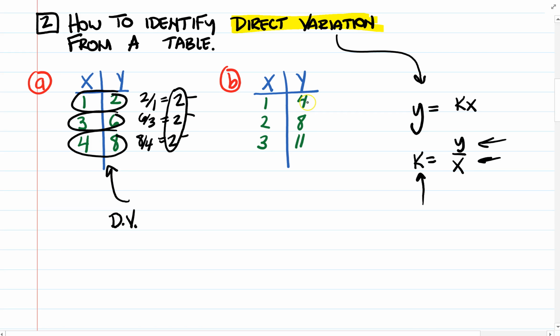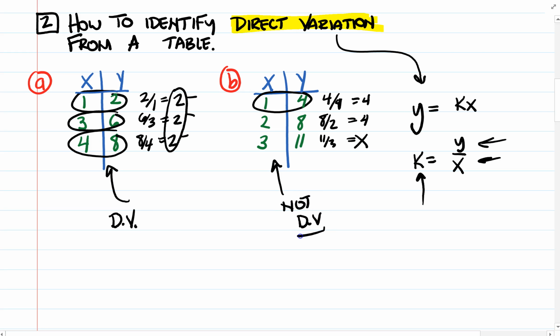Let's take a look at this table in part B. So if I do the ratio of y to x, so 4 divided by 1, 8 divided by 2, and 11 divided by 3. 4 divided by 1 is the number 4, 8 divided by 2 is the number 4, but 11 divided by 3 is not the number 4. So table B is not in direct variation. And that's how you can tell if a table is in direct variation or not. The ratio of y to x must always be constant, which is known as the constant of variation.